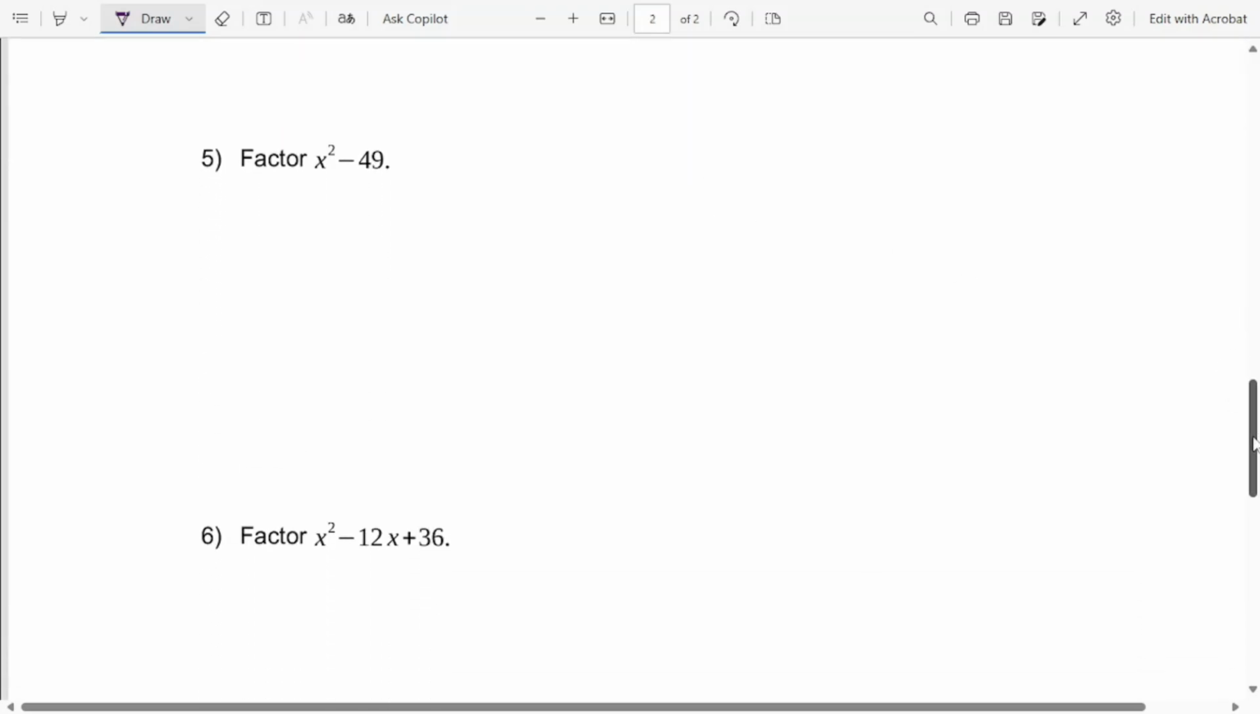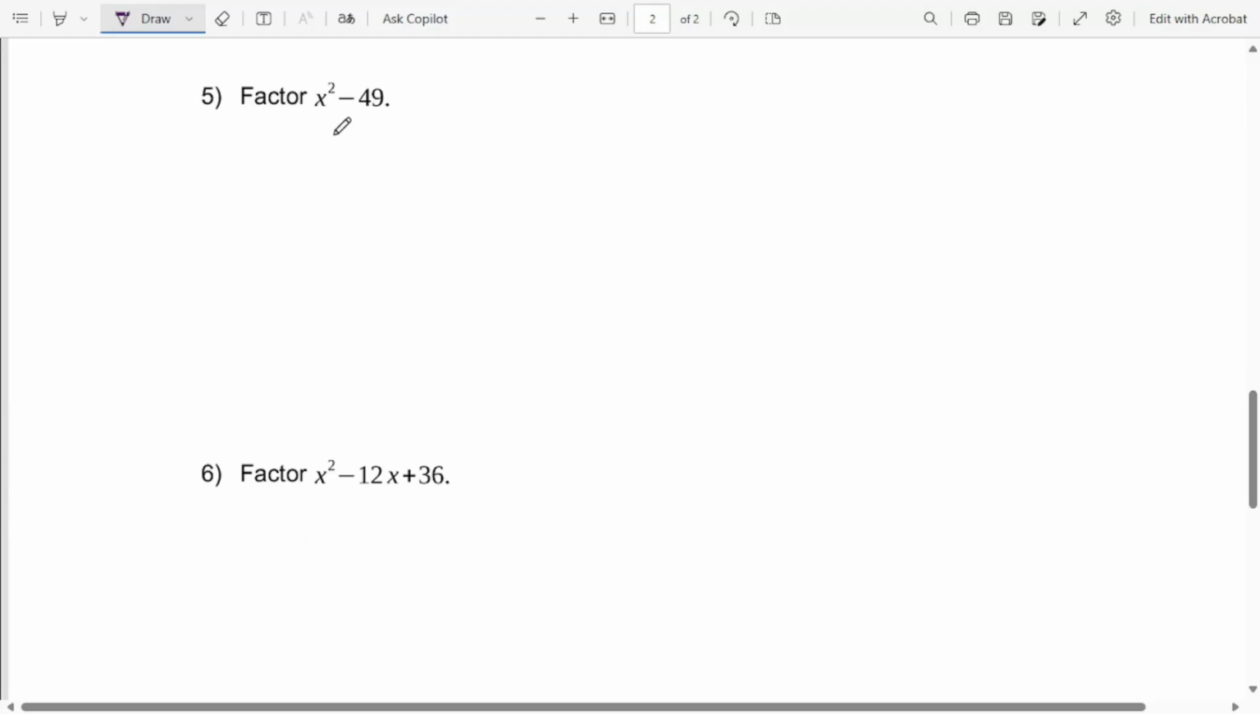All right, this next one here, x squared minus 49. I notice this as a difference of squares problem. x squared is x times x, and 49 is 7 times 7. So this fits the format of a squared minus b squared, and the difference of squares problem factors to a plus b times a minus b.